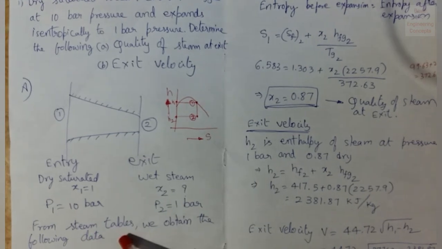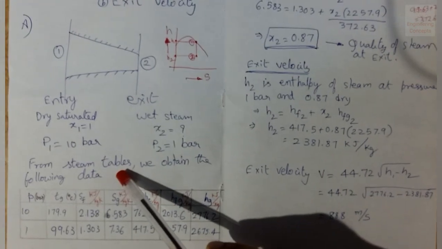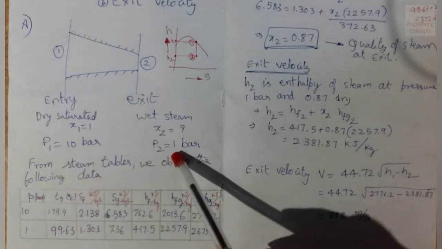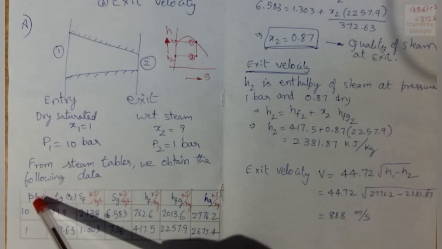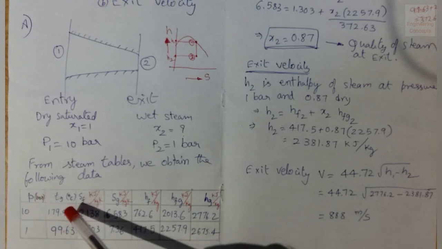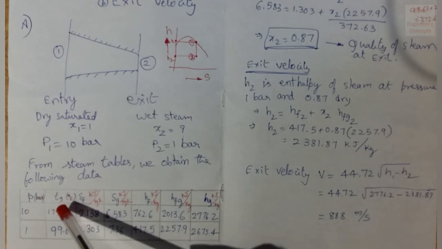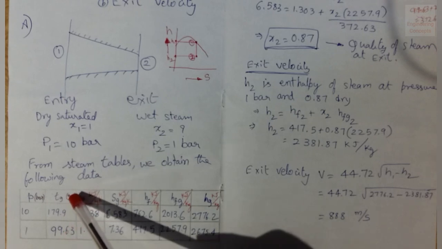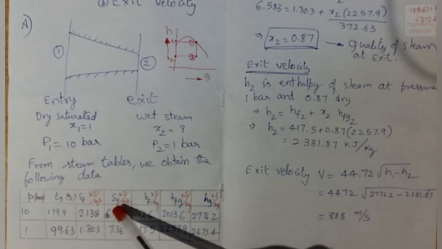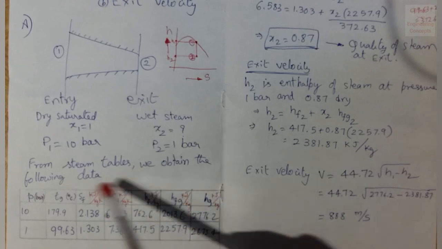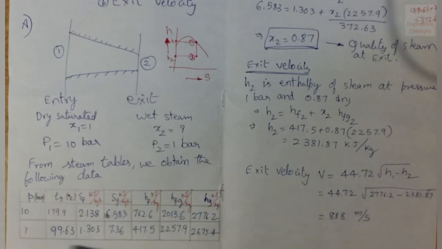So from steam tables we have to obtain some values. At pressure P1 is 10 bar and P2 is 1 bar, pressure in bars. At 10 bar and 1 bar we have to find the dry saturation temperatures, and entropy values, SF and SG value, enthalpy values, HF, HFG, HG, all these values. So we can obtain all these values from the steam tables book.